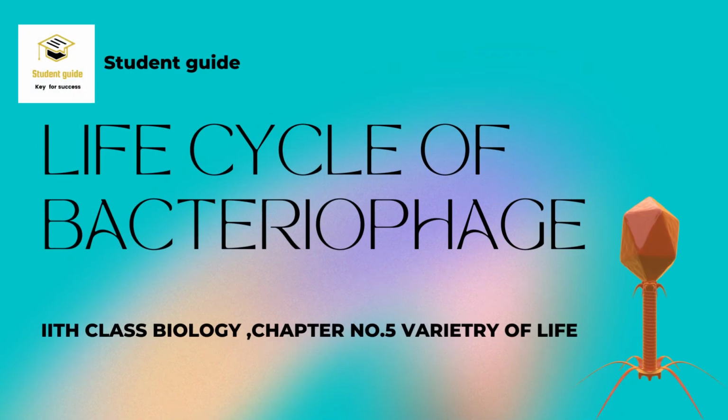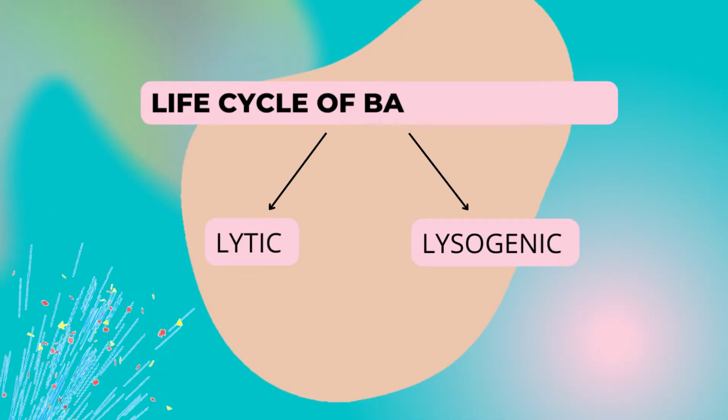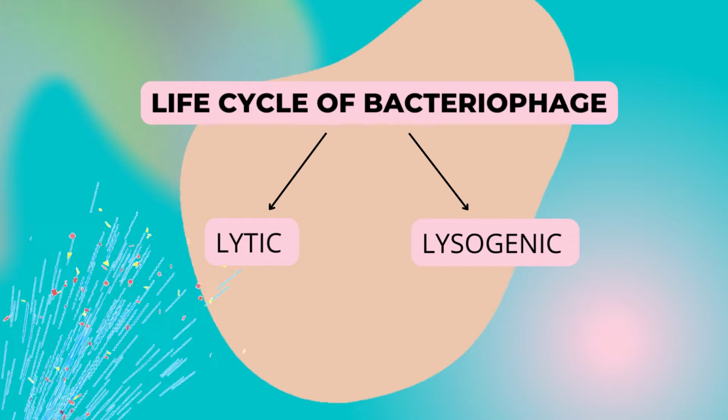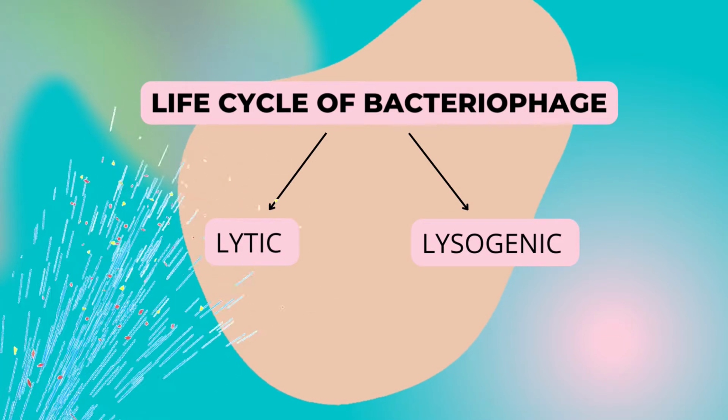Assalamu alaikum students. Today we will discuss the life cycle of bacteriophage, a topic from 11th class biology, chapter number 5, variety of life. This is a very important topic. There are two types of life cycle, lytic life cycle and lysogenic life cycle. Lytic life cycle is called master-slave relationship and lysogenic is host-guest relationship.